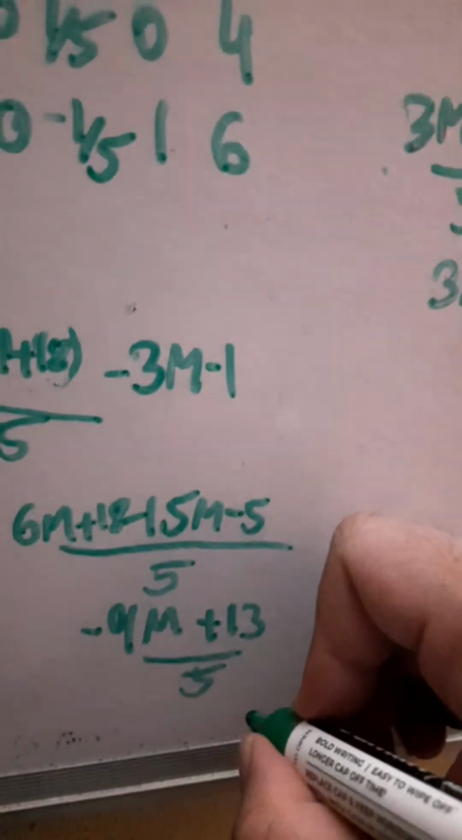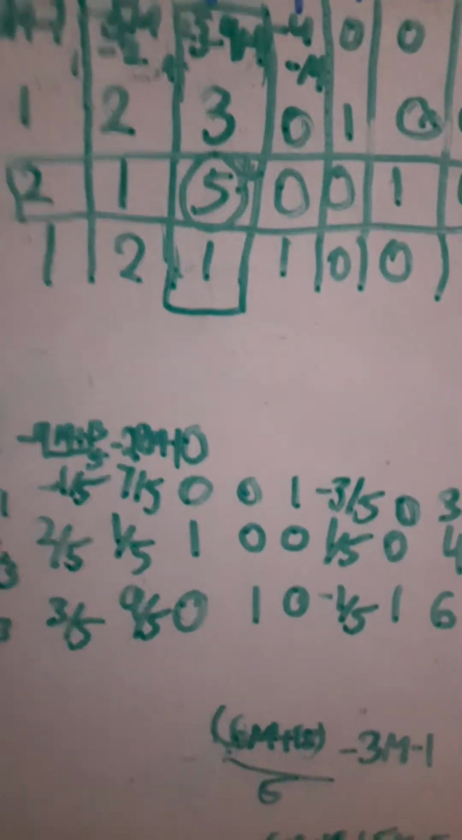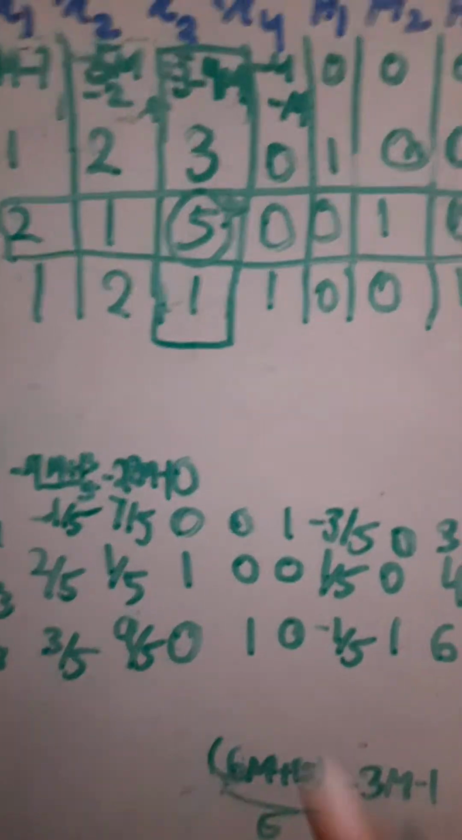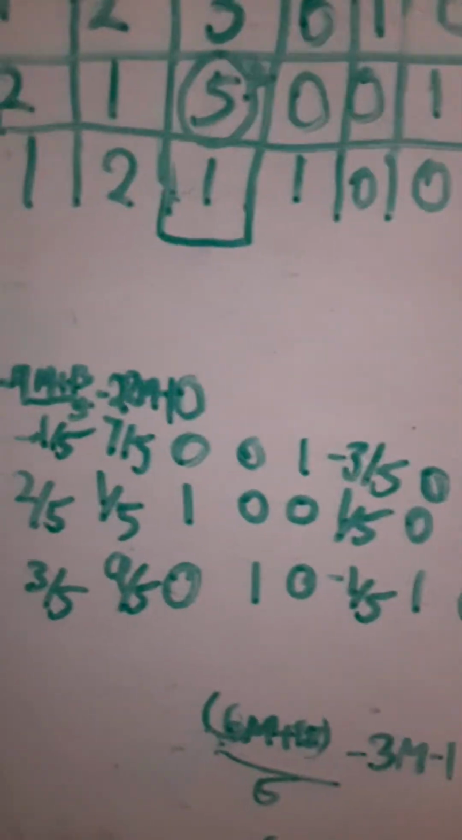Minus 9m plus 13 by 5. Here we go. Now this is 0. Okay, so anything we multiply to it would remain 0.